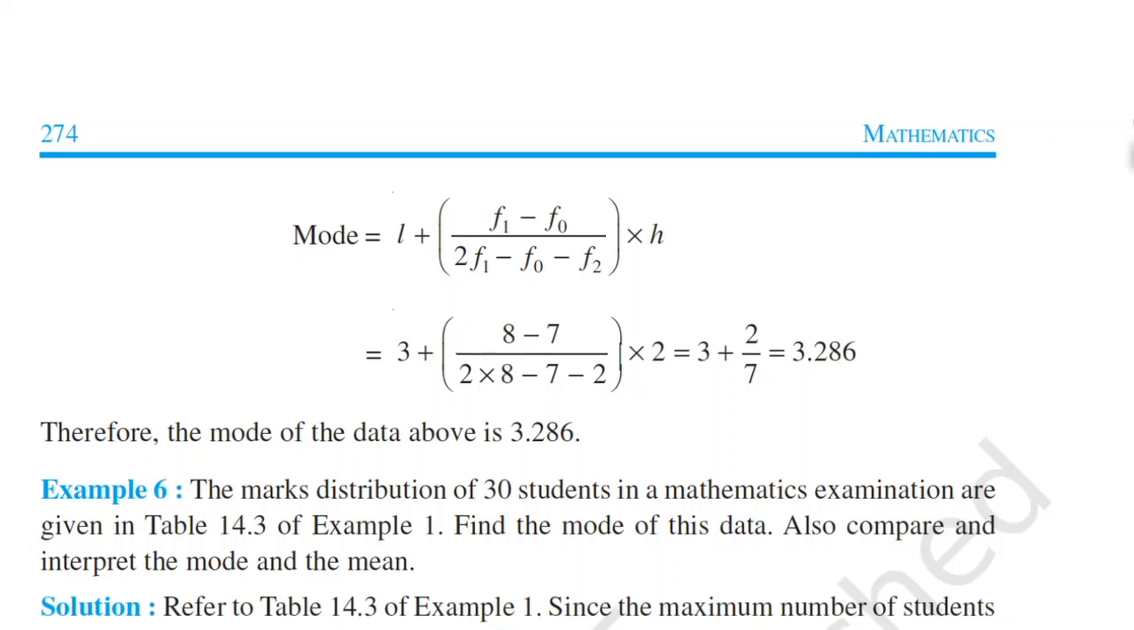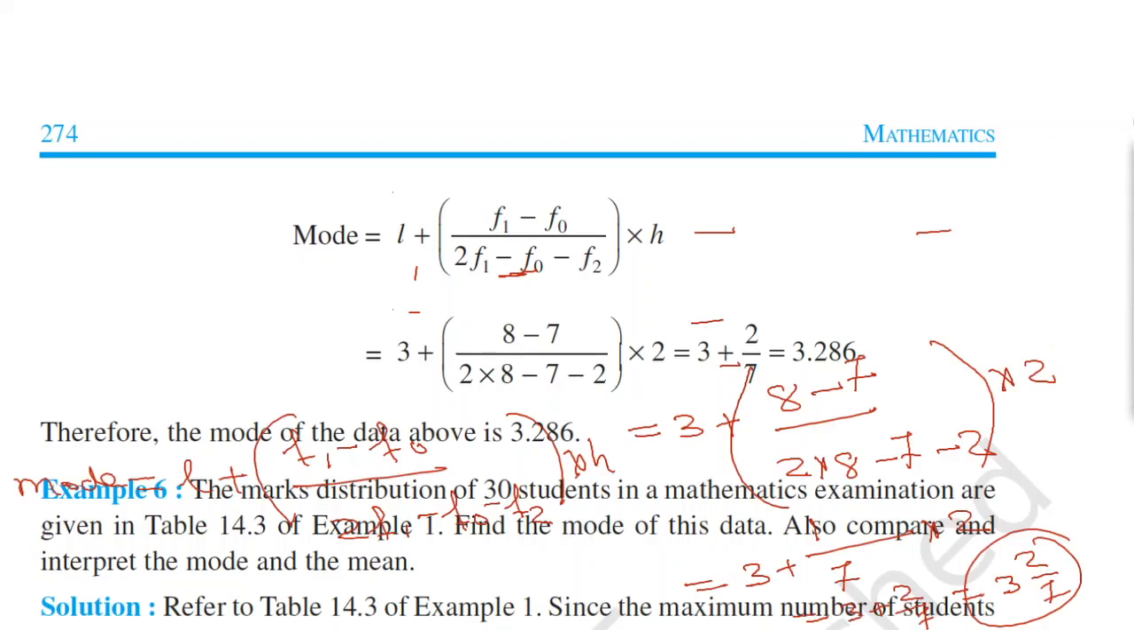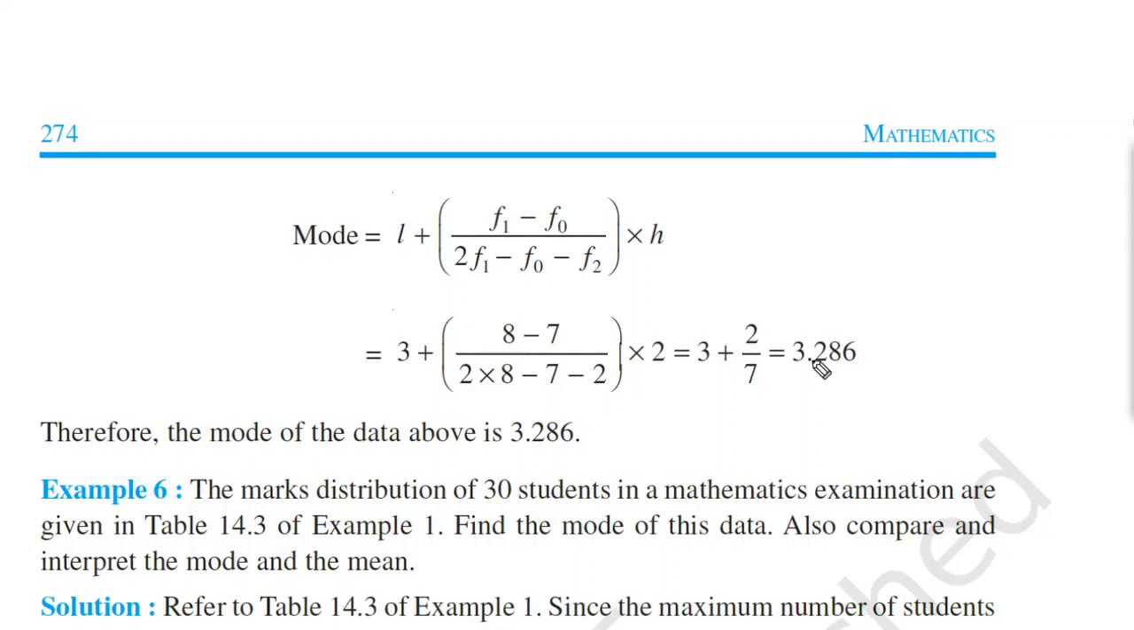Here you have found the mode, 3 whole 2 by 7, or you can convert it into decimal. It will be 3.286. So this is the way you have to find the mode. Please remember this formula.